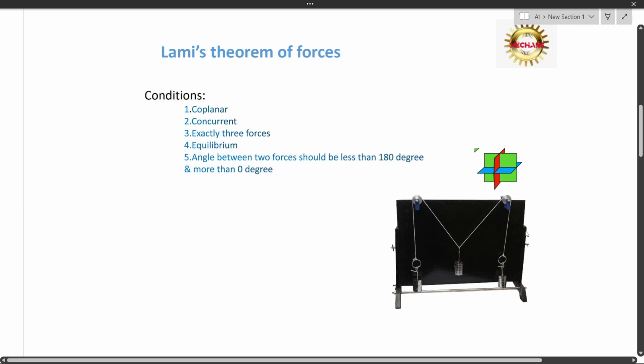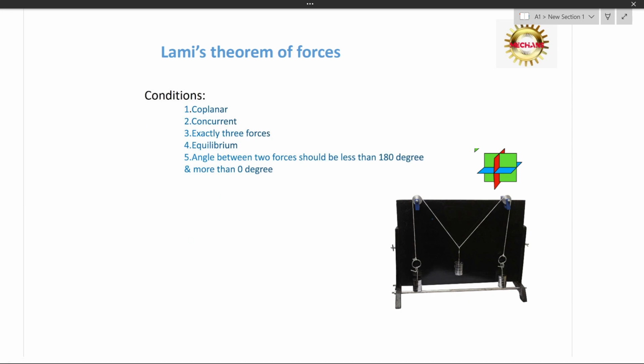The first condition: first, consider this practical setup. Here, three forces are acting on this rod or rope. This force acts due to the self weight of this, and this force acts due to the self weight of this. So kindly ignore these two rods to understand Lami's principle. Please consider this only.